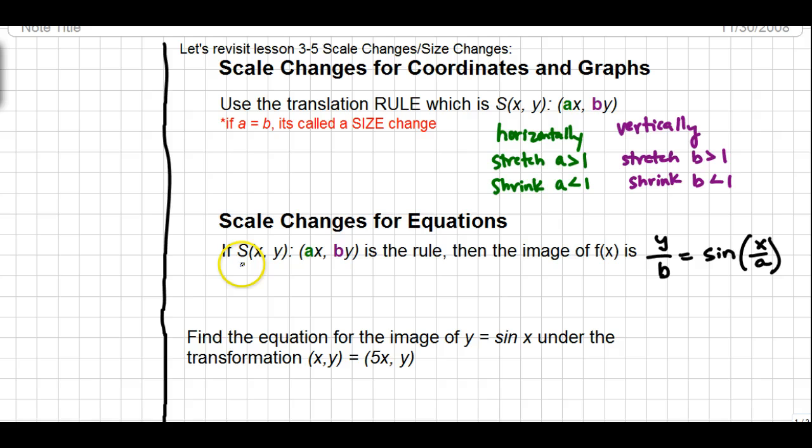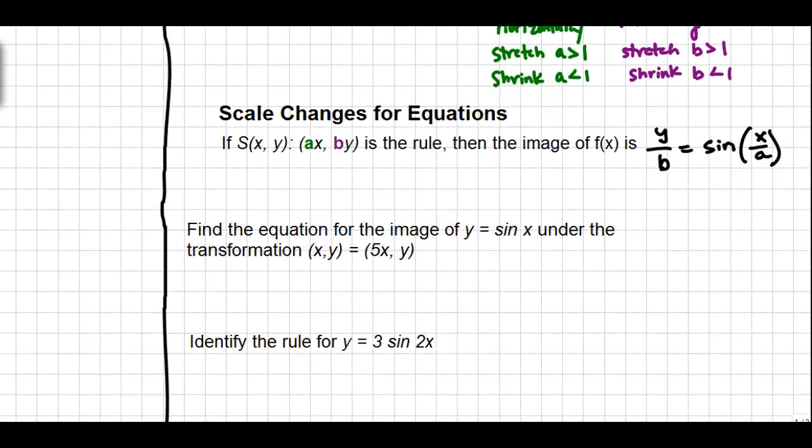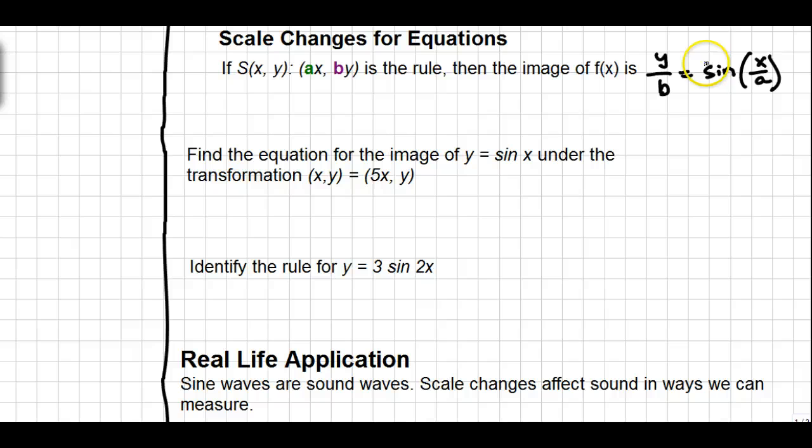So just a quick reminder here, if this is your rule and you're multiplying by a in the rule, multiplying by b in the rule, then when you apply it to the function or the equation, you will be doing division. So let's apply this to some examples here for sine and cosine. Note that I chose sine in my original notes here, but that could have been a cosine as well. So they want us to find the equation for the image.